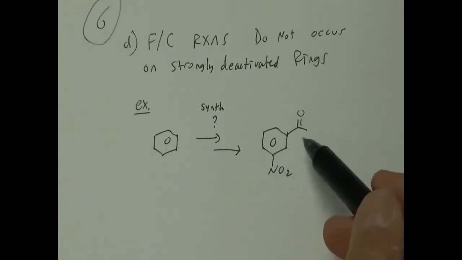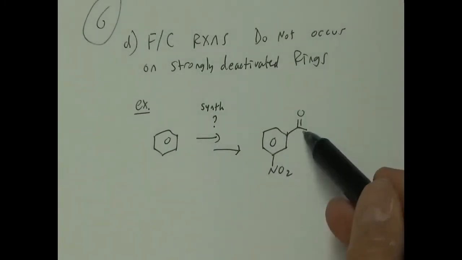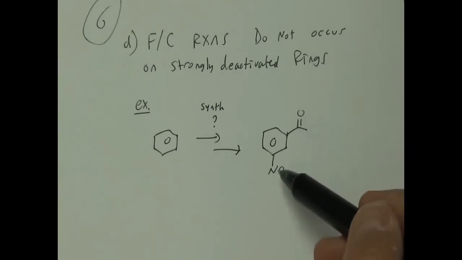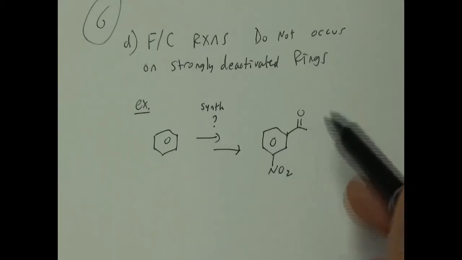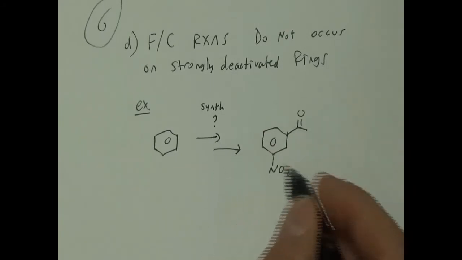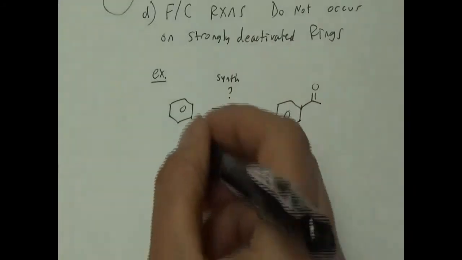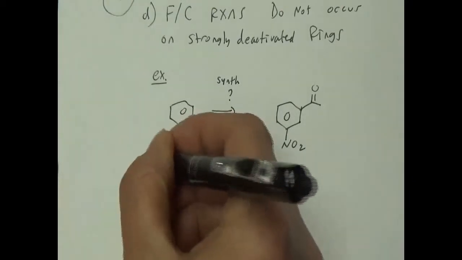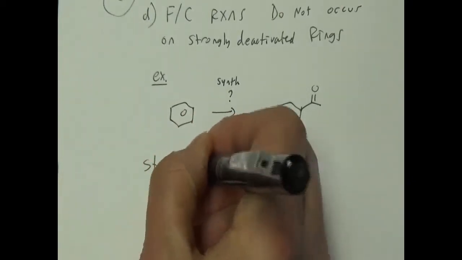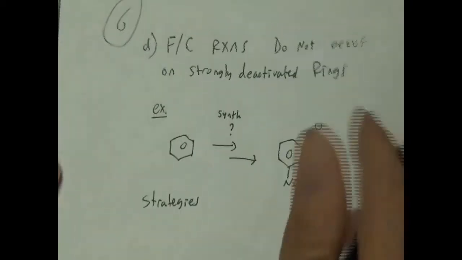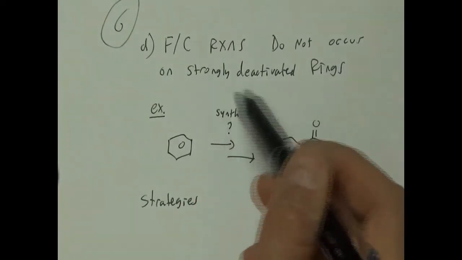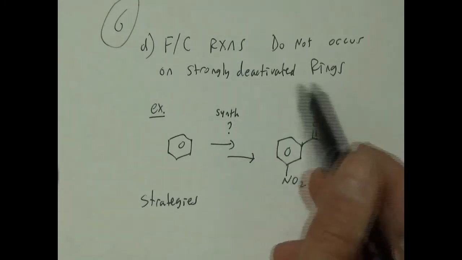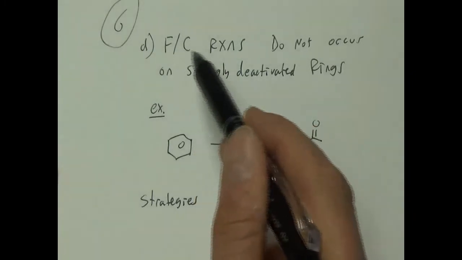Okay, firstly, they're both meta directors, so this will direct that, or this would direct that. So it doesn't matter which I put on first, right? They're both meta directors. But there's two strategies, and one's going to work and one's not. Which one won't work? Friedel-Crafts reactions do not occur on strongly deactivated rings. So if I have a strongly deactivated ring and I try to do a Friedel-Crafts, it's not going to work.